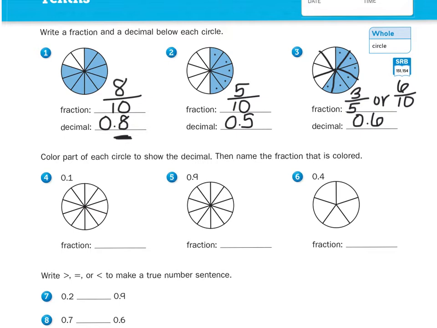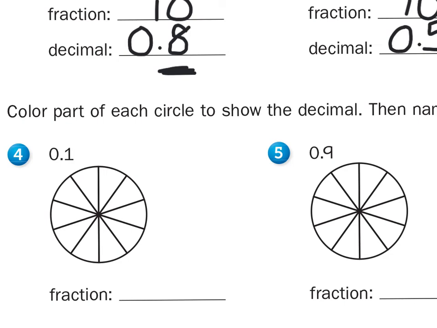Now we're going to color part of each circle to show the decimal. Then you're going to name the fraction. So this one, what's it say? All right, now when we color that in, if we're coloring 1/10, there are 10 pieces. We are going to color just one of those. So go ahead and color one of those.